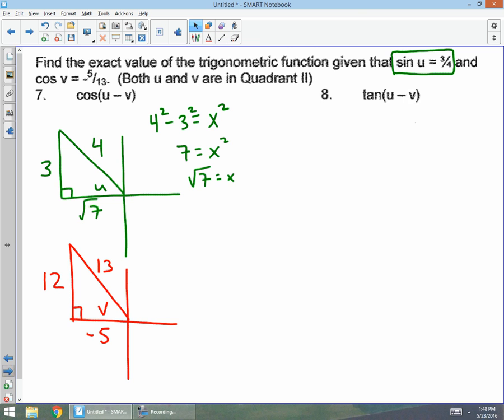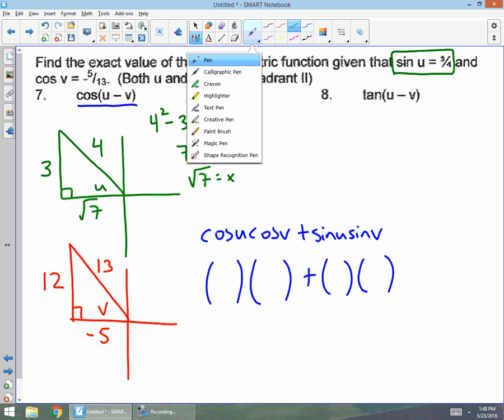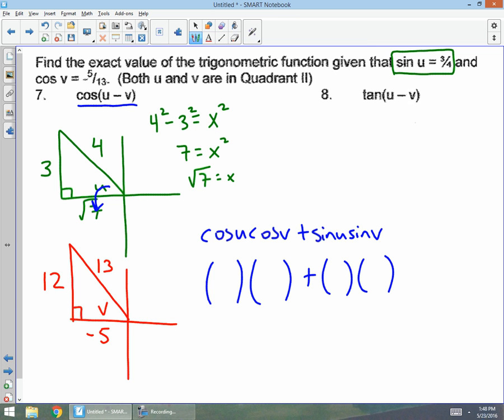So now what we need to do, we need to actually answer the question, which is the cosine of u minus v. Well, the formula is cosine of u, cosine of v, plus the sine of u, sine of v, and that comes from page 400 again. It's just a straight formula, difference. And all we're going to do is substitute in the values from the triangles that we have. So what is the cosine of angle u? In this case, the cosine is going to be square root of 7 over 4.